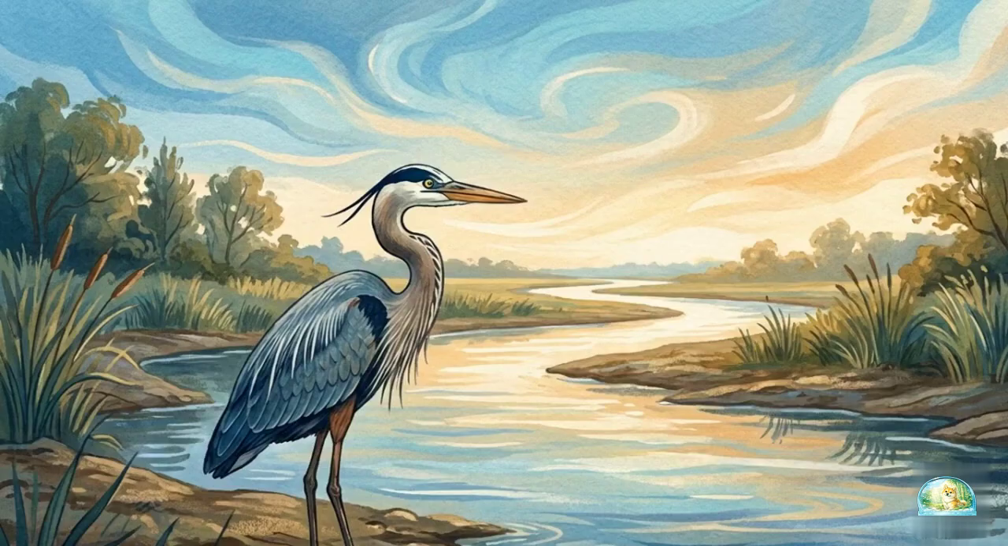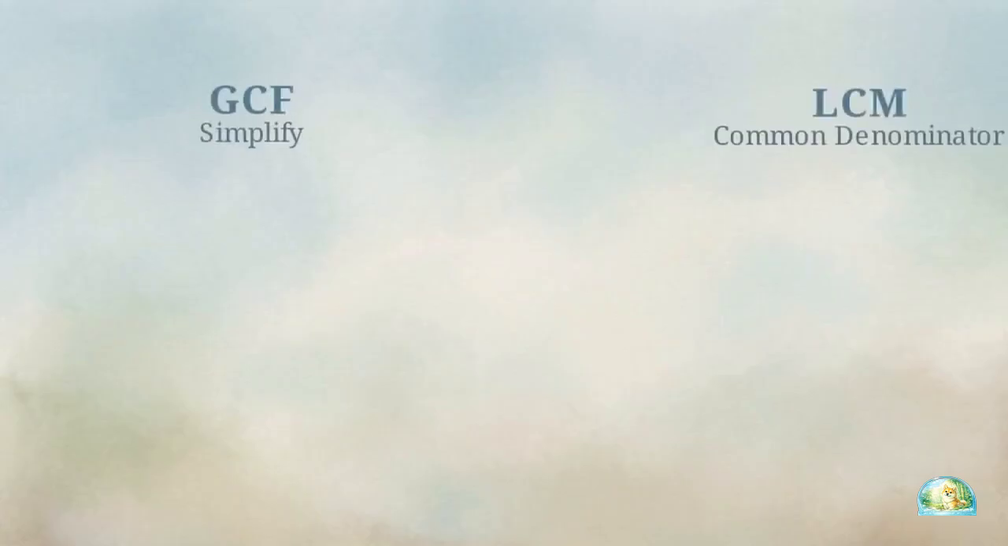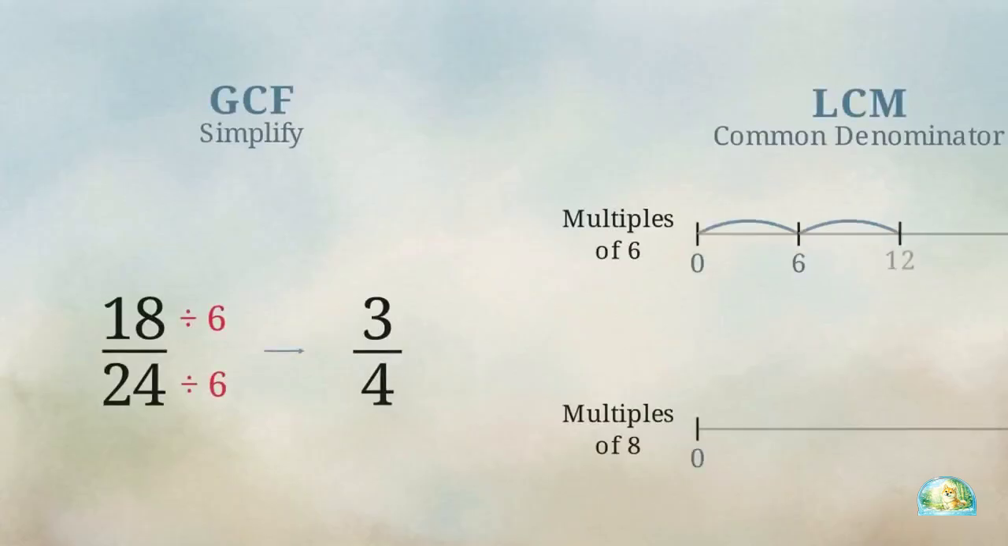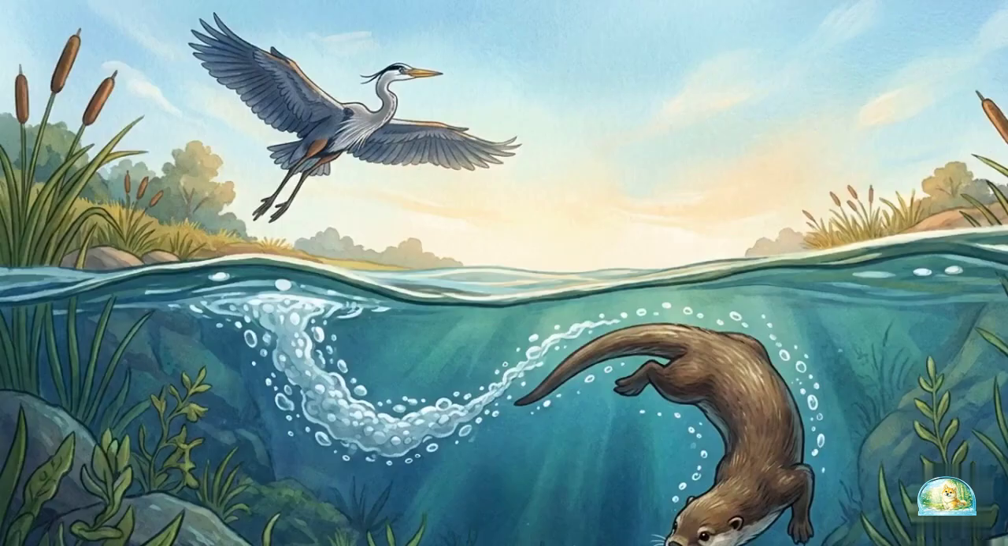These steps are essential for the math ahead. When you use a GCF to simplify a fraction like 18 over 24 down to 3/4, or use an LCM to find a common denominator, you are using these riverbank tools to navigate algebra.